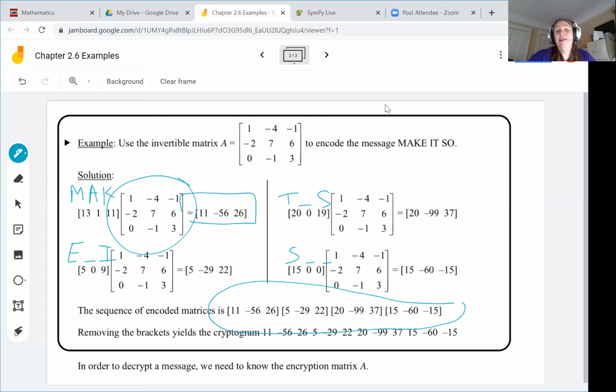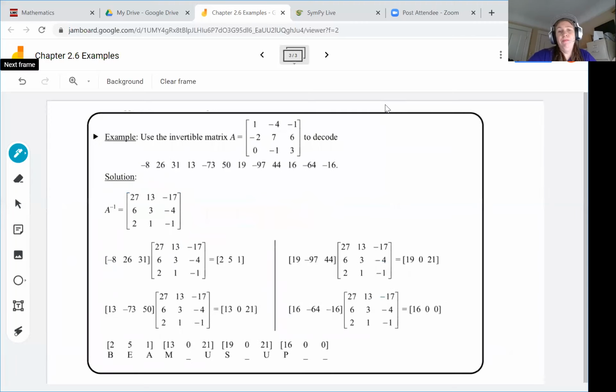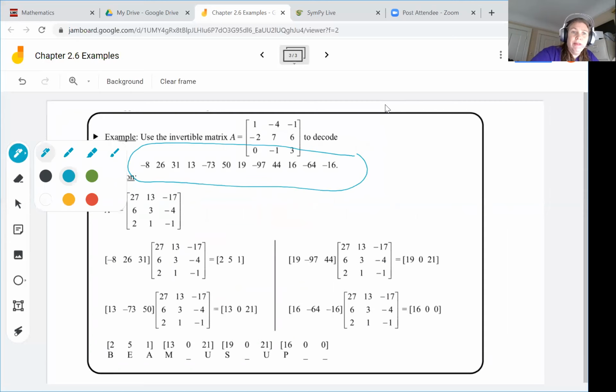So now if we want to decrypt the message, we've got to work backwards. So we have to know the encryption matrix A, and this is where it comes in that A has to be invertible. So we're going to use A inverse to decode. So here's matrix A again. Here's a string that we're going to be decoding. So since we know A is a 3 by 3 matrix, we're going to assume this matrix is chunked out into 1 by 3 rows. So we'll partition it up like this.